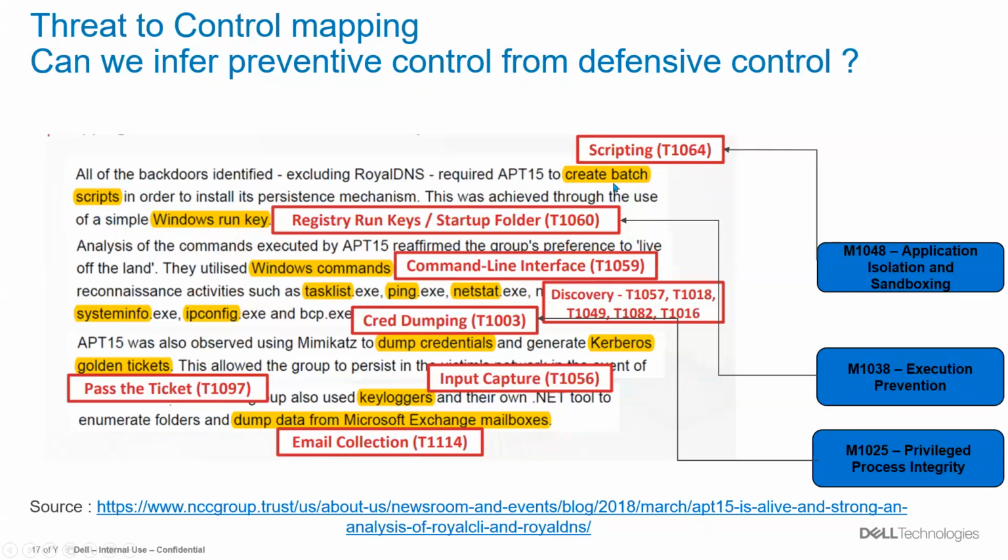So now let's say create a batch script. This is a technique called scripting. And then use Windows run key. There is a technique called exploiting the registry run keys. Like this, we can keep going, right? So now they are also using the system info and IP config, and there is also a term for dumping credentials, which directly maps to a technique called credential dumping, T1003.